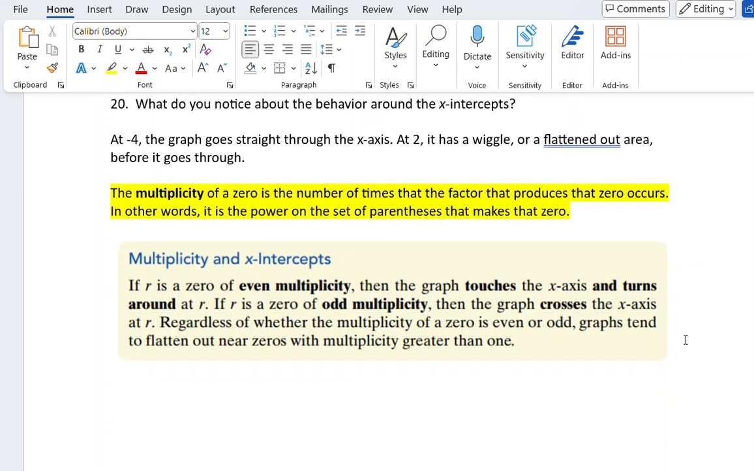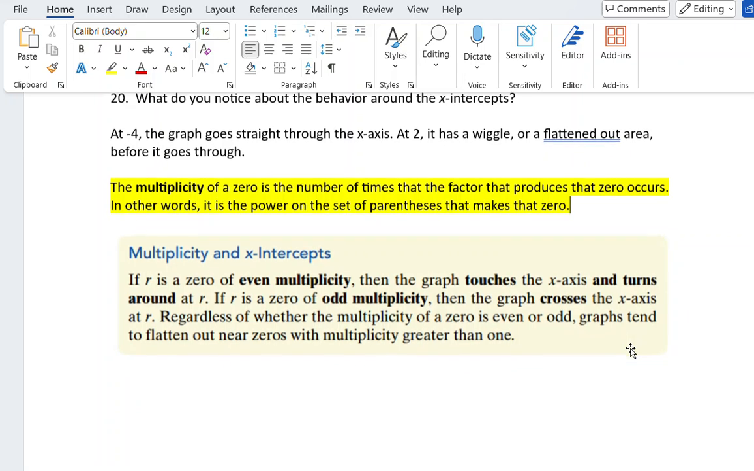Multiplicity tells us what happens to the graph at that point. So if there is an even multiplicity of that factor, then the graph touches the x-axis and turns around. If it's an odd multiplicity, then it crosses the x-axis there. And if the multiplicity is greater than 1, then it tends to flatten out there as well.